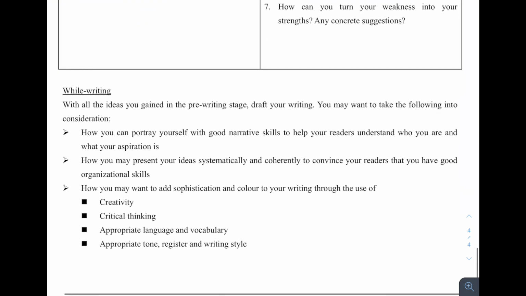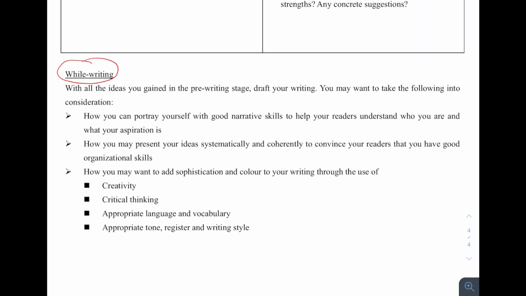Okay, let's look at the next part. While writing, with all the ideas you gained in the pre-writing stage, draft your writing. You may also take the following points into consideration. How can you portray yourself with good narrative skills to help your readers understand who you are and what your aspiration is? And how you may present your ideas systematically and coherently to convince your readers that you have good organizational skills.